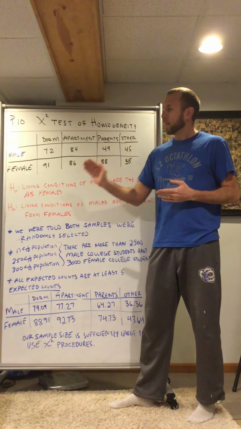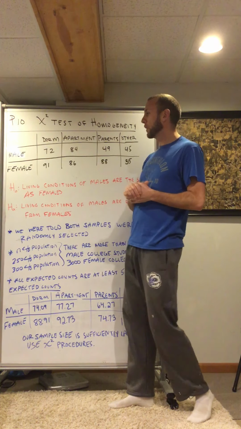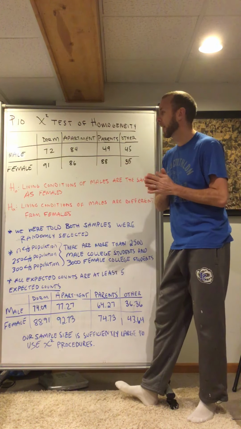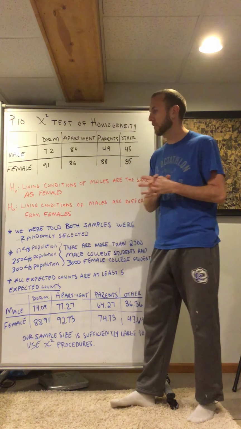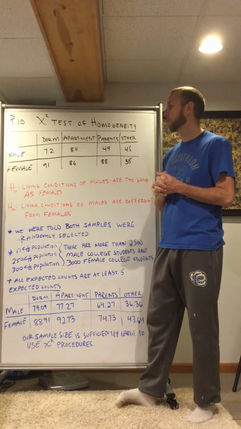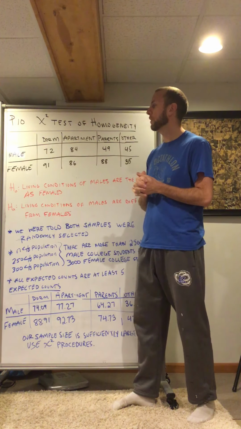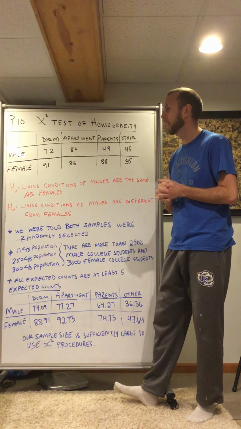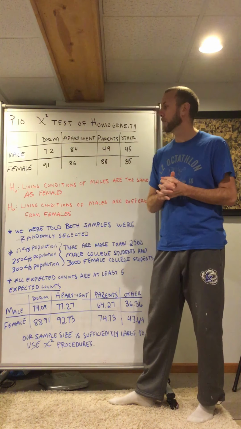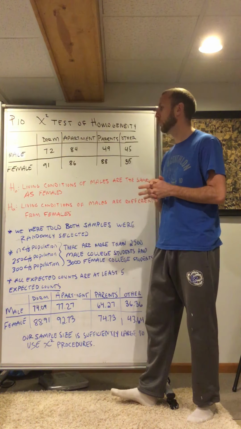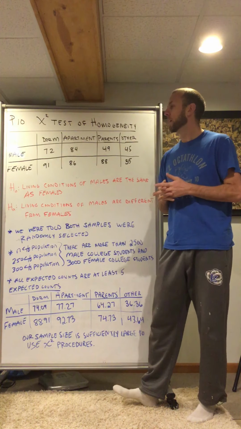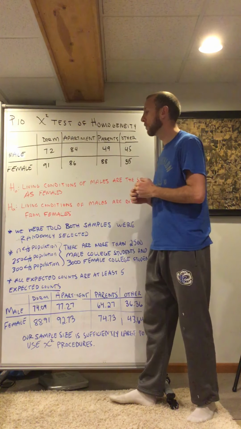Okay, page 10. The question asks, do male and female college students have the same distribution of living conditions? Use a level of significance of 0.05. Suppose that 250 randomly selected male college students and 300 randomly selected female college students were asked about their living conditions: dorm, apartment, parents, other. The results are shown in the table below.